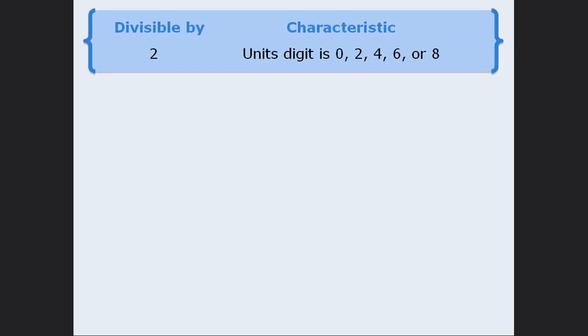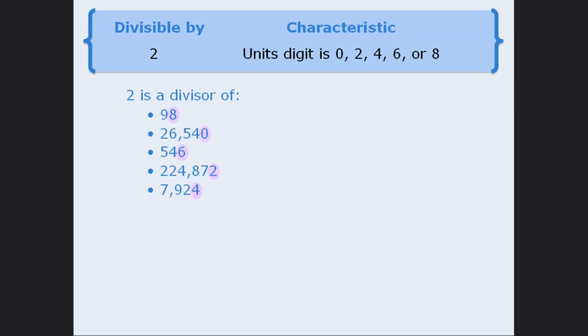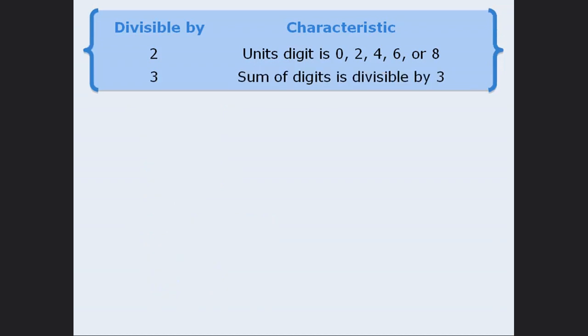Now, if a number is divisible by 2, then the units digit of that number must be 0, 2, 4, 6, or 8. So, for example, 2 is a divisor of these numbers since the units digit of each number is 0, 2, 4, 6, or 8. Conversely, these numbers are not divisible by 2 since the units digit in each of them is not 0, 2, 4, 6, or 8.